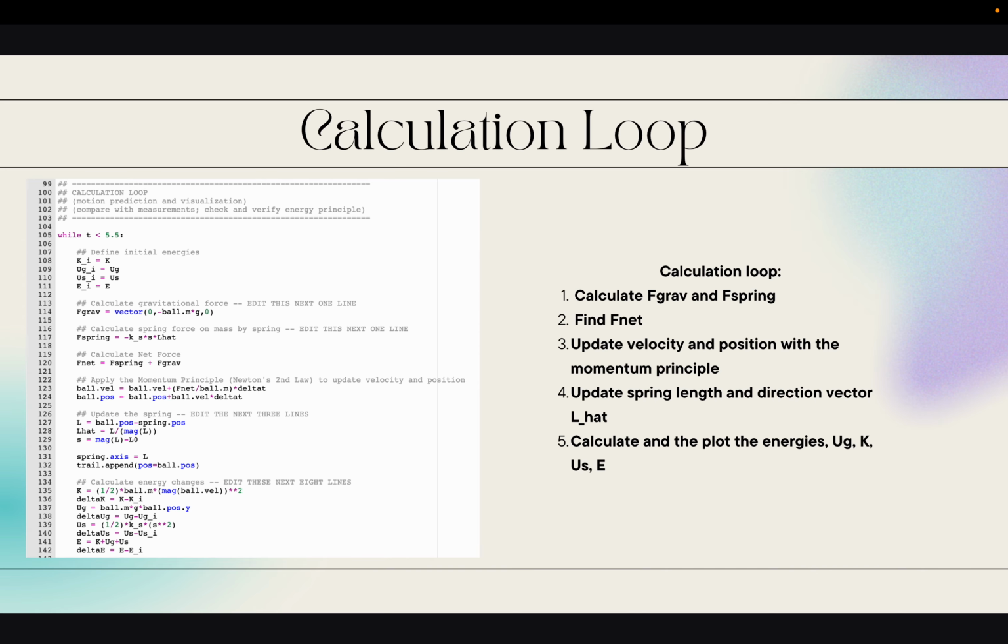For our calculation loop, we first had to calculate the gravitational force and the spring force. Then we found the net force. From there, we were able to update velocity and position with the momentum principle. Then we updated spring length and direction vector L hat. And then finally, we calculated and plotted the energies U grav, K, U spring, and E.